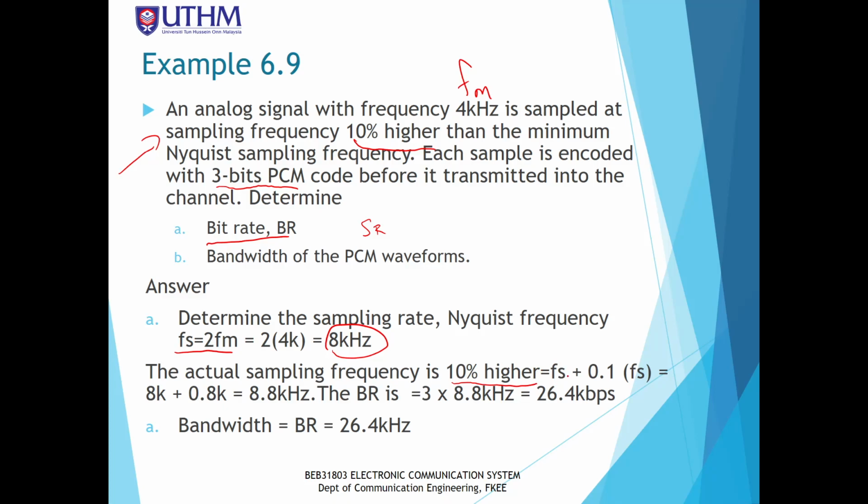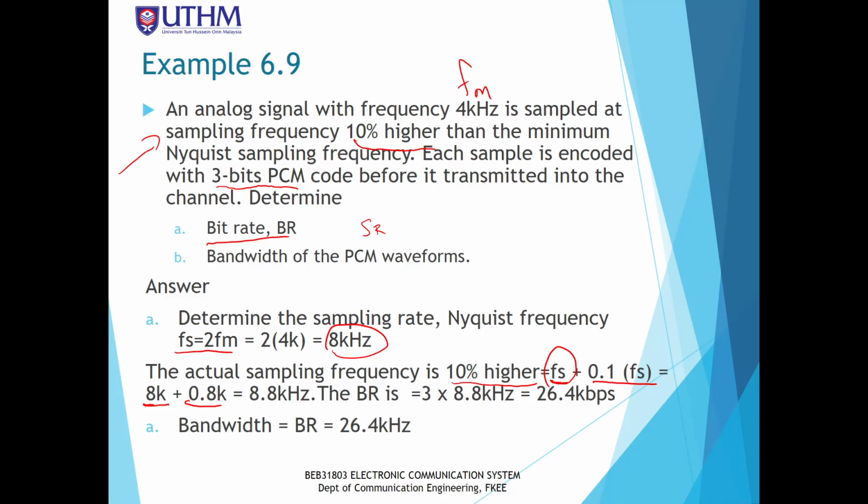So therefore, it is equal to Fs, the minimum sampling rate, plus 0.1 Fs, because we are sampling 10 times higher than the minimum sampling rate. So this is the minimum Fs plus 0.1 of Fs, so plus 10% higher. It is 10% more than the minimum sampling rate. So this is equal to 8 kilohertz plus 0.1 multiplied by 8, so you get 0.8 kilohertz.